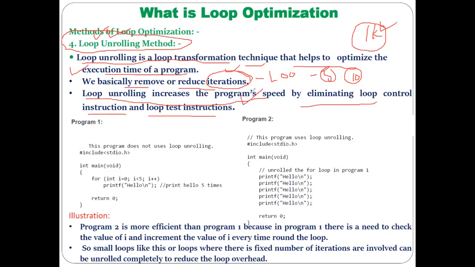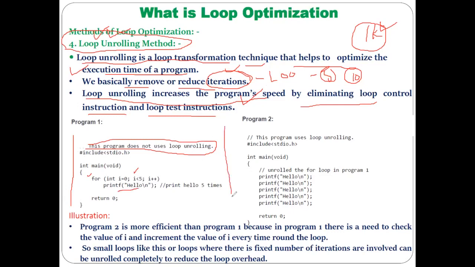But it is recommended only when the number of iterations is very small, up to 10 or up to 5. Okay. What is the reason? Let's see in this program. Now this is a program where loop unrolling is not utilized, meaning this is before optimization. In this you can see i equal to 0, i less than 5, meaning this loop will run 5 times. Okay, 5 times hello will get printed.